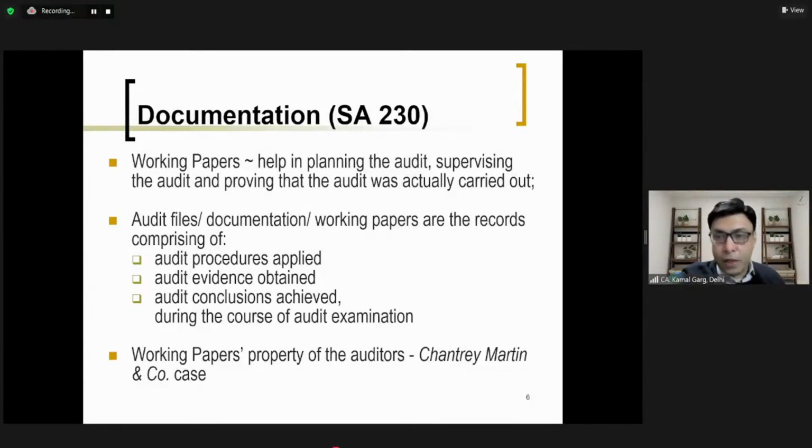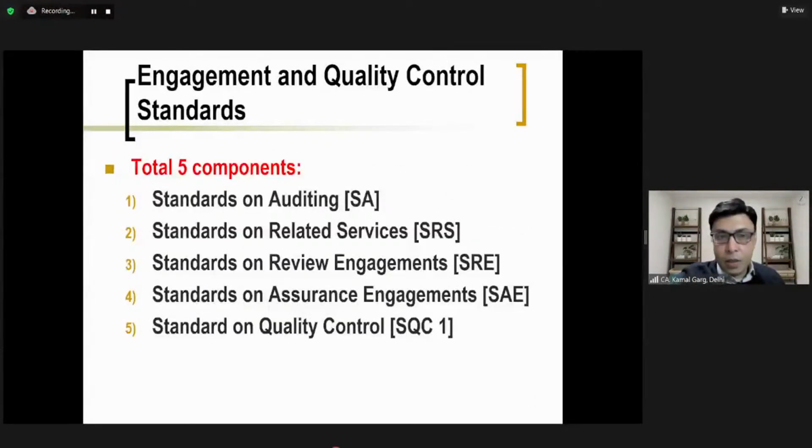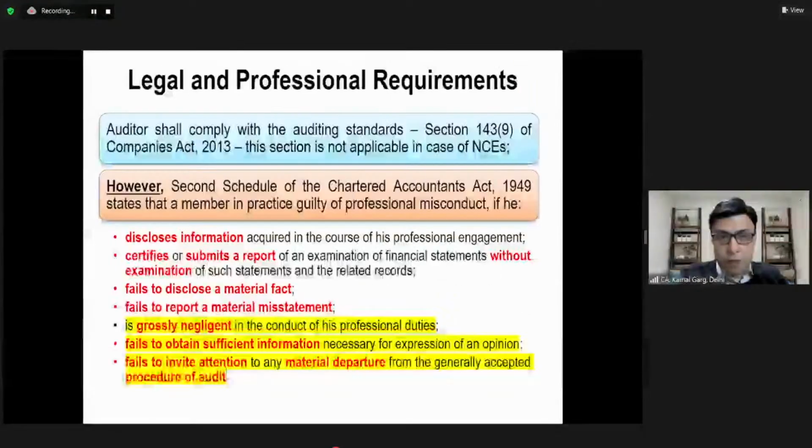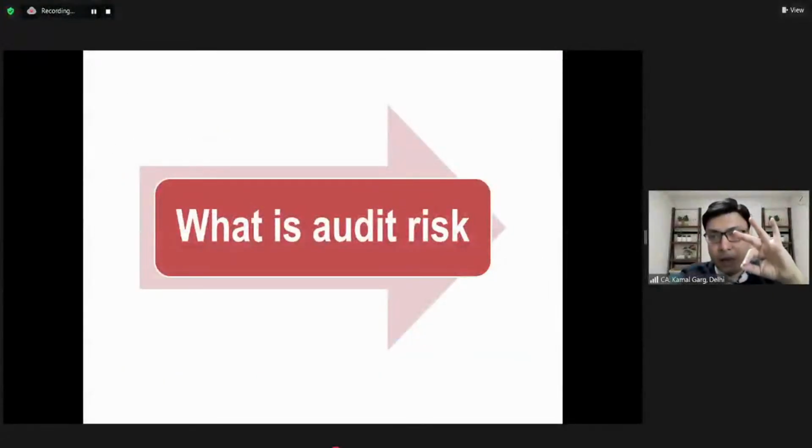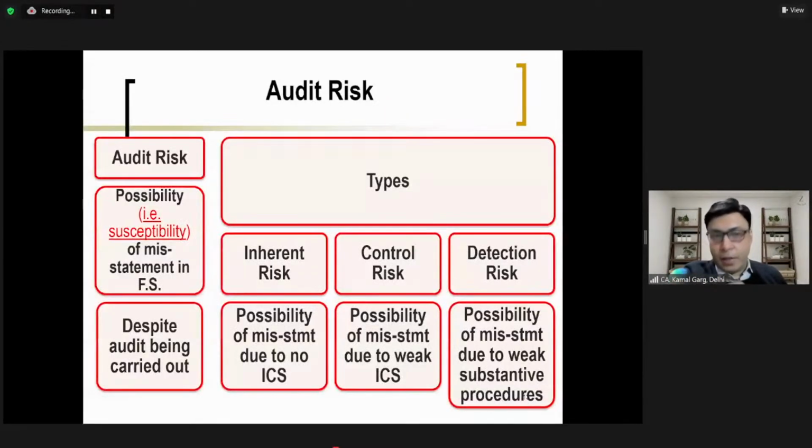So let me move forward and discuss in detail. I will come to this slide after some time. I am skipping 3 slides. I will come back to them after some time. Okay. So let us understand audit risk. So what is audit risk? Audit risk, just see the left-hand side, extreme left. Audit risk is the possibility.